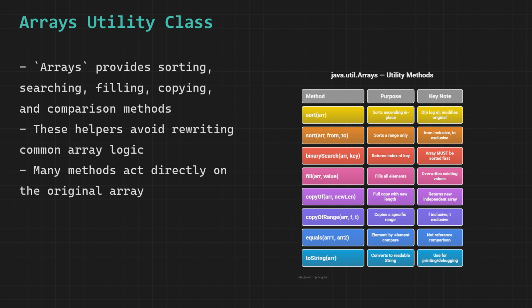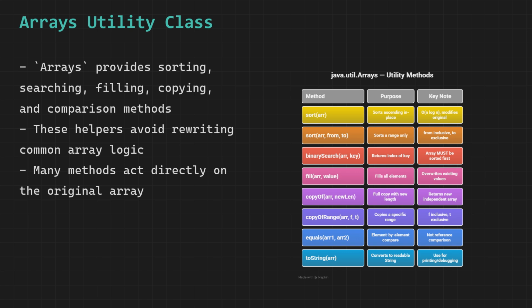Arrays.copyOf(arr, newLength) creates a brand new independent array, a true deep copy, of the original up to the specified length. If newLength is larger than the original, extra slots are filled with default values, which is 0 for int and null for objects. Arrays.copyOfRange(arr, from, to) copies only a portion, from the index named from inclusive to the index named to exclusive.